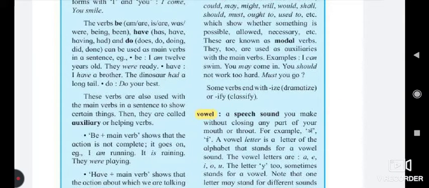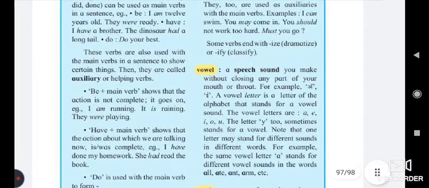These verbs are also used with the main verbs in sentences to show certain things, and then they are called auxiliary or helping verbs. Be plus main verb shows that the action is not complete, it goes on. I am running, it is running, they were playing. The base form of the verb plus ing shows that the action continues.